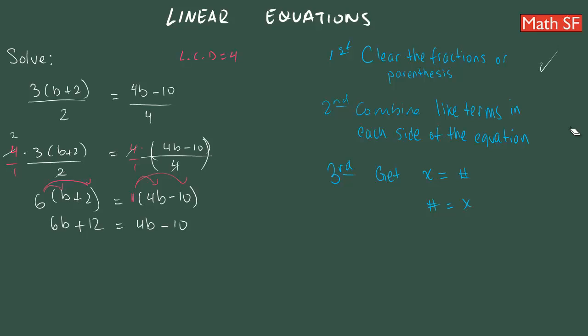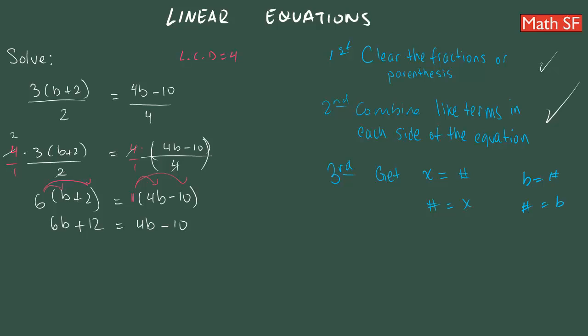Now let's combine the like terms on each side of the equation. 6b plus 12 equals 4b minus 10. There are no like terms on each side, so we're done with that second step. The third step is to get x equals a number, or a number equals x. But in this case, we don't have x, so we either need b equals the number, or the number equals b, because that's how we need our solutions to be.